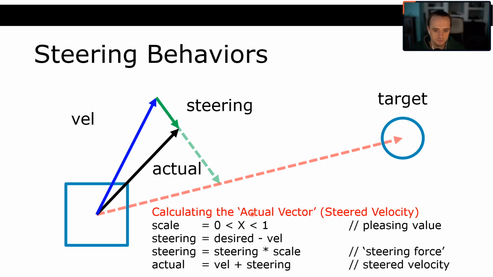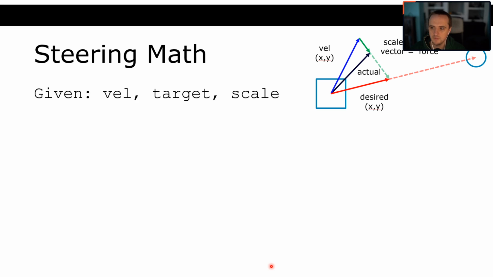So we choose a scale between 0 and 1, okay? And that's some pleasing value in your game. So you create a variable for that, you implement the steering, and then you tweak that value based on what you want. Then your steering vector is just desired minus velocity. And then your steering is going to be steering times scale, right? This is your steering force. And then your actual vector is just velocity plus steering. And so now that we've set up these vec2 objects, all of this becomes really, really easy for us to do. So again, here's the steering math.